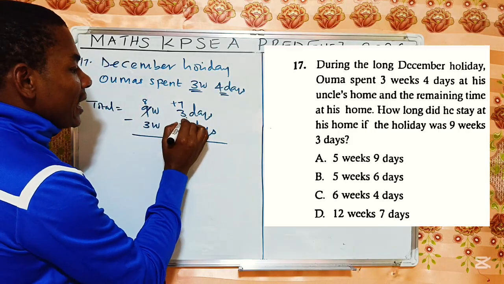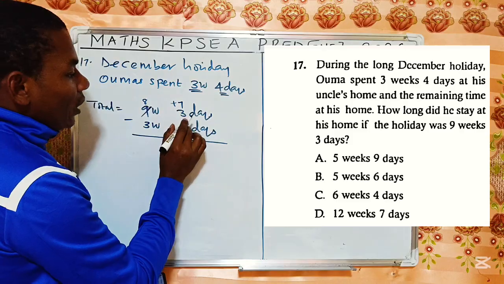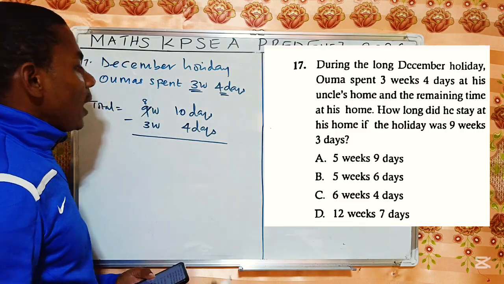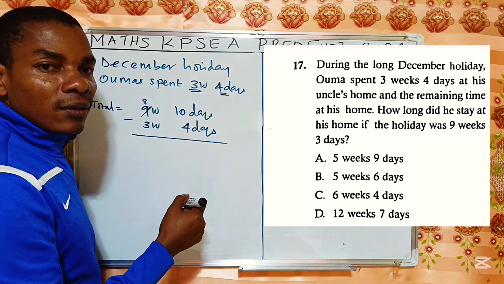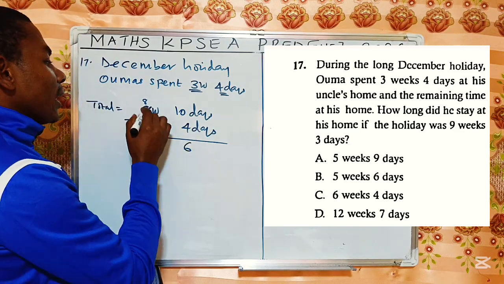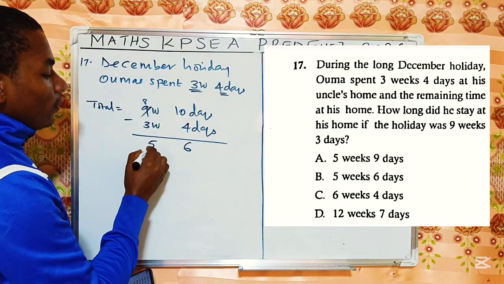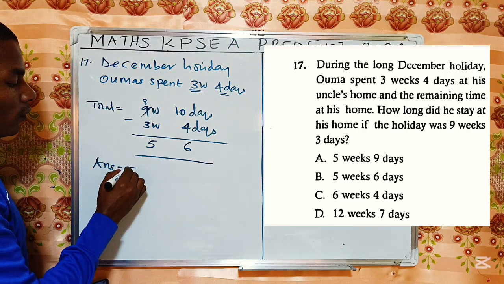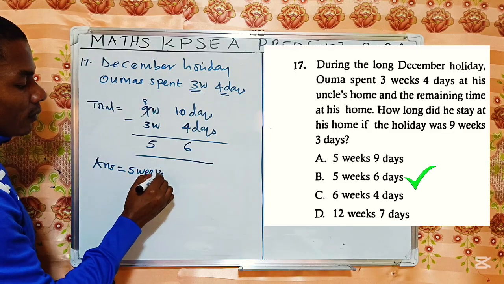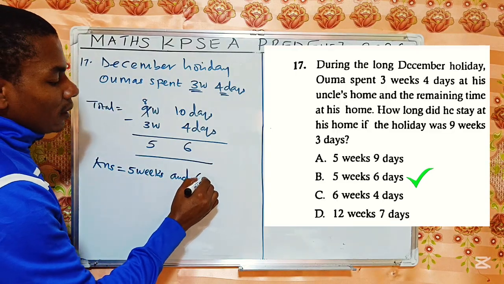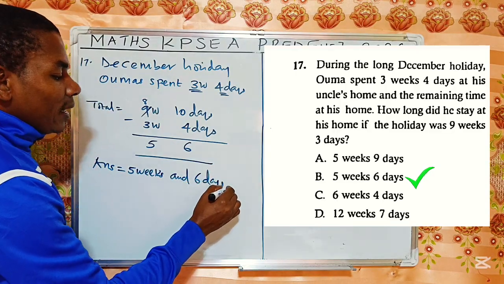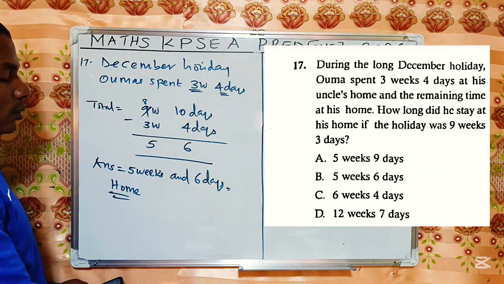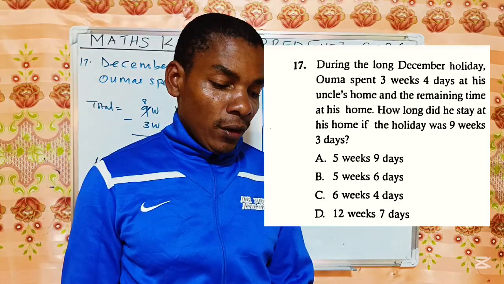So it is now 7 days and 3 days, so it will be 10 days after borrowing. So 10 minus 4 we get 6. Then 8 minus 3 we get 5. So the answer to that equation is 5 weeks and 6 days. These are the days he stayed at home. Together? Yes, good for understanding.